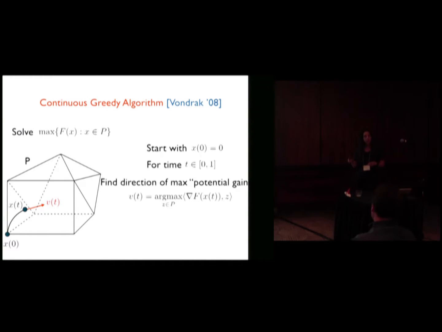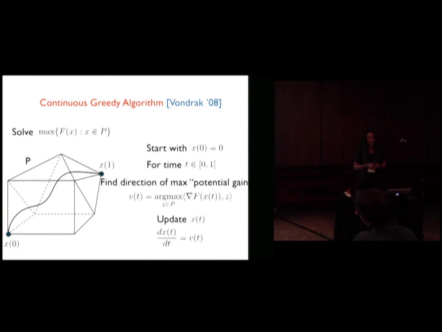And this gradient gives us a linear approximation of our function that is quite good locally. And using linear optimization over our polytope, we can even find the best direction with respect to this linear approximation. So we can find the vector v that maximizes the linear approximation, and we use this vector to update the solution. So we'll move according to this vector, so we'll increase the fractional solution at the rate given by this vector.